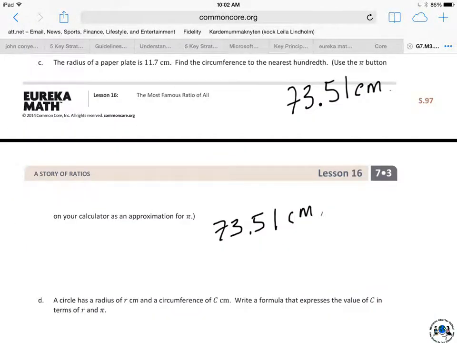Okay? All right. Now, the next one was C. A little bit different here. They kind of changed it up. Same radius of the plate is 11.7. Find the circumference to the nearest hundredth. That was one change. But they also asked you to go ahead and use the pi button on your calculator. Now, I'm not sure who had a calculator that had a pi button, but let me show you what I have on my cell phone.